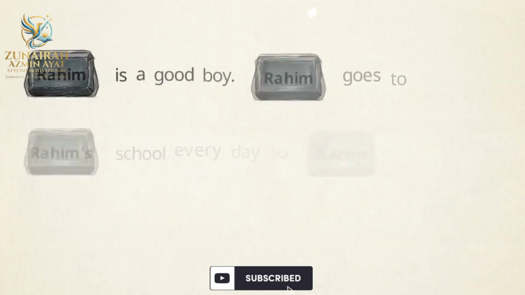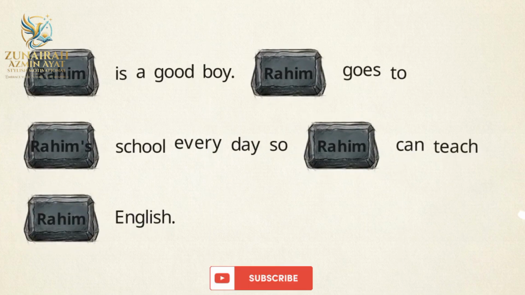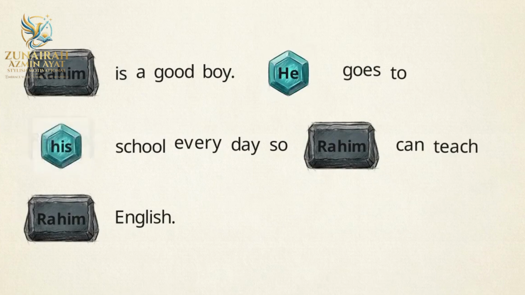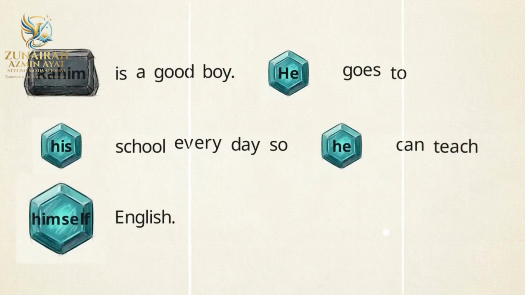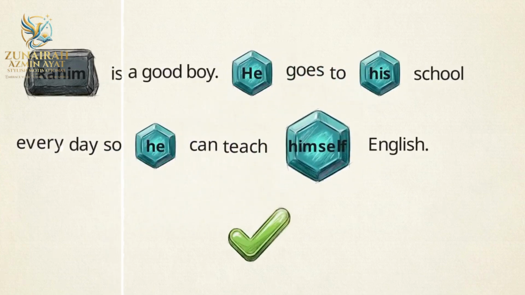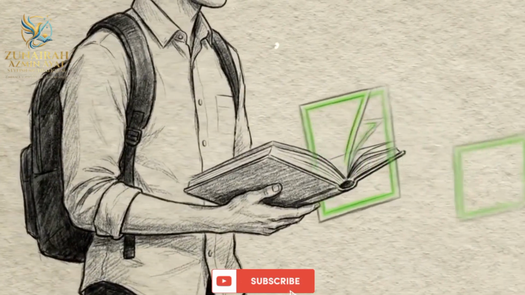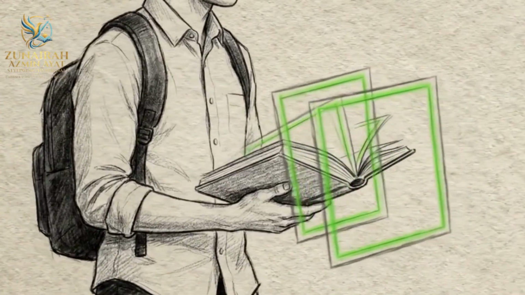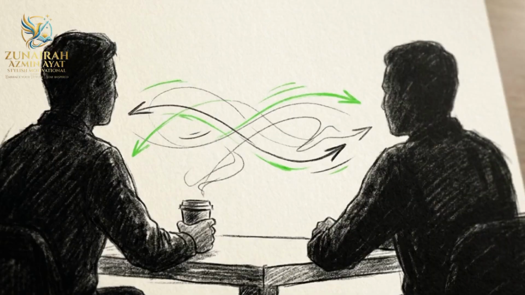With the full toolkit in place, we can return to our original high-friction sentence and apply these shortcuts. We can now replace the redundant nouns. By deploying personal, possessive, and reflexive pronouns, we clear the repetitive data from the structure. The word count drops and the structure compresses. We've reduced the amount of information the listener has to process while keeping the meaning exactly the same. Rahim is a good boy. He goes to his school every day so he can teach himself English. The sentence now moves with a natural conversational rhythm.